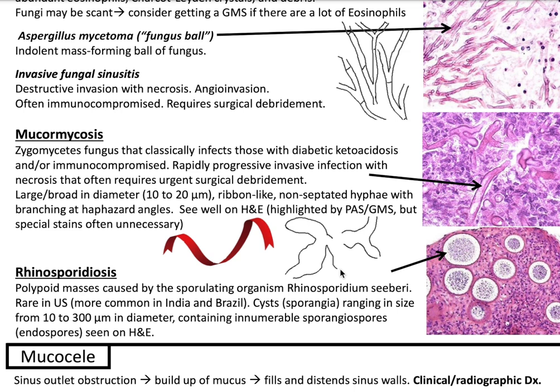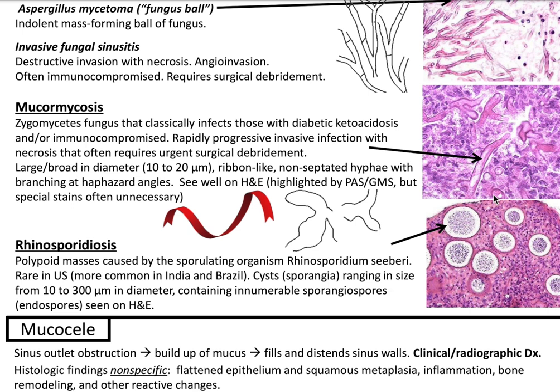Mucormycosis. This is a zygomycete fungus that classically infects those with diabetic ketoacidosis and/or immunocompromised. It's a rapidly progressive invasive infection with necrosis that often requires urgent surgical debridement. They're large and broad in diameter, 10 to 20 microns, ribbon-like, non-septated hyphae with branching at haphazard angles. And you can see well on H&E, and it's highlighted by PAS and GMS, but special stains are often unnecessary. Dr. Schaber provides this ribbon look to illustrate how it has this kind of ribbon-like growth.